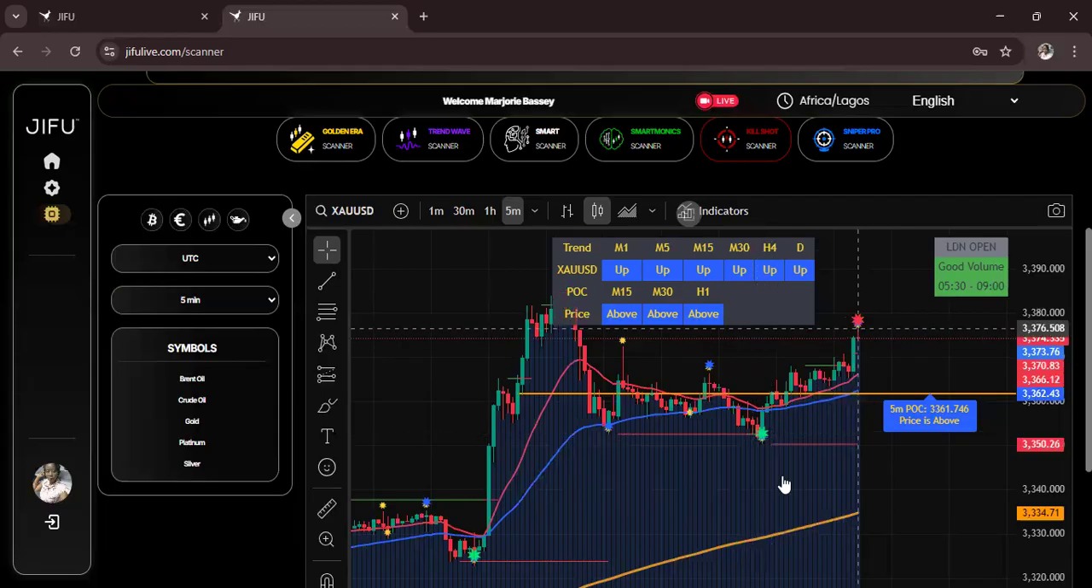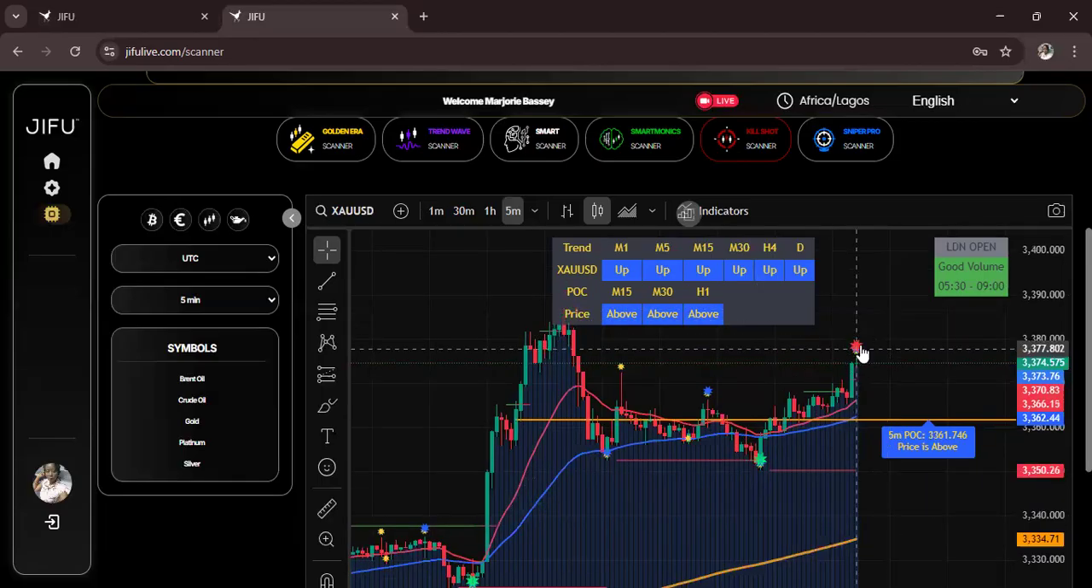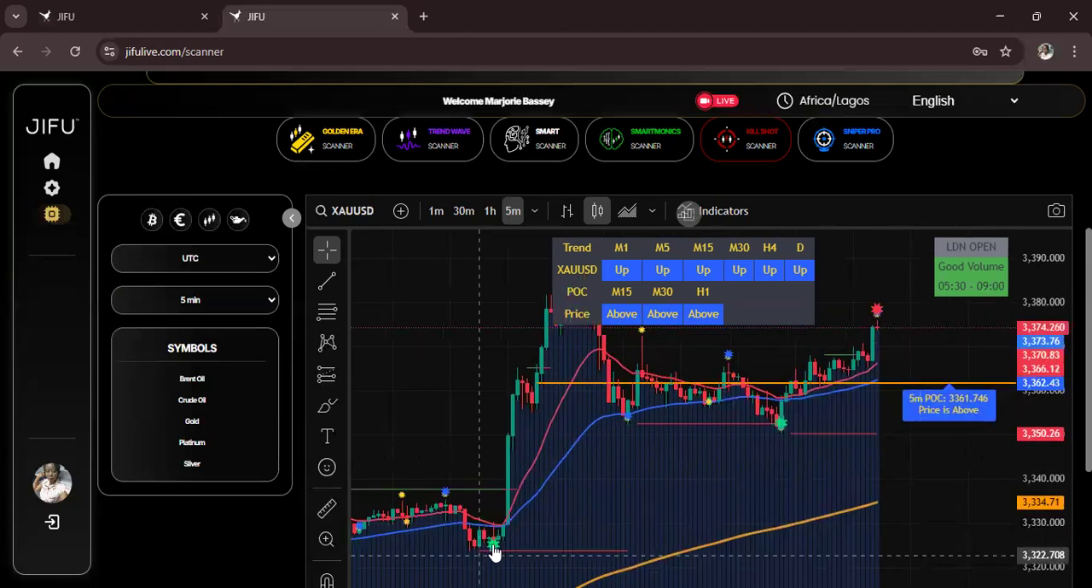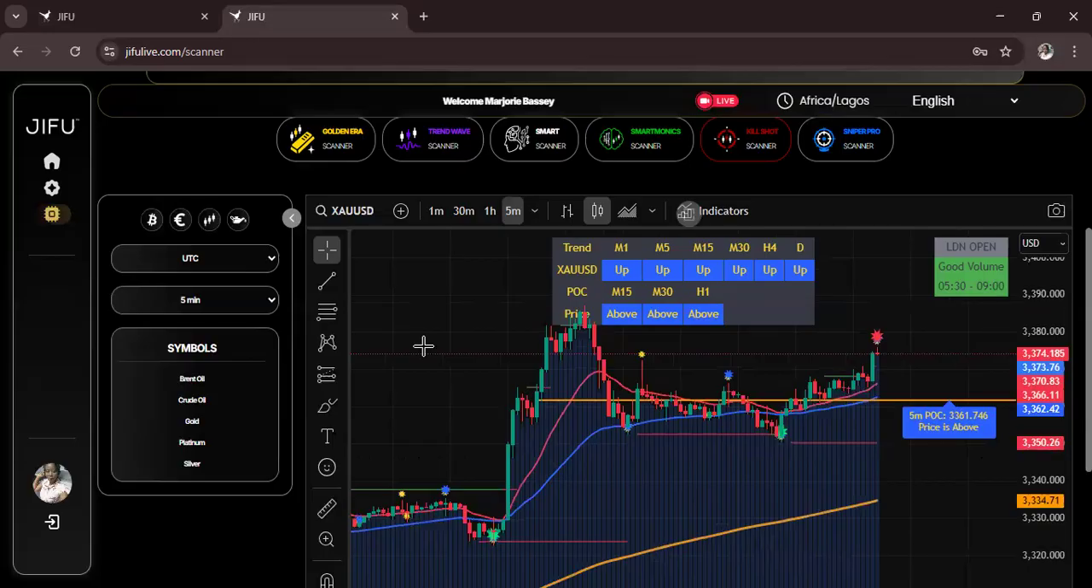Then the moment the red star, if you're in a buy, right? If you're in a buy, and the moment you see the red star or any of these stars pop up, it shows you that there's going to be a bit of pullback in the market. Let's look at this chart. There was a green star at this point.